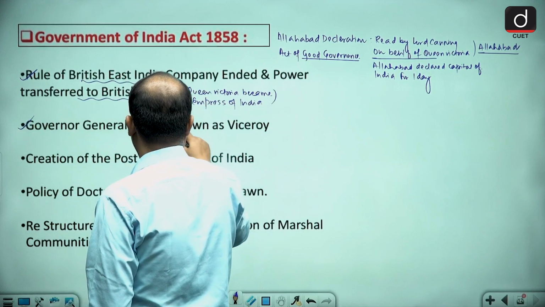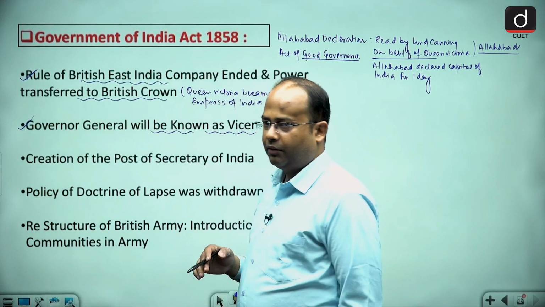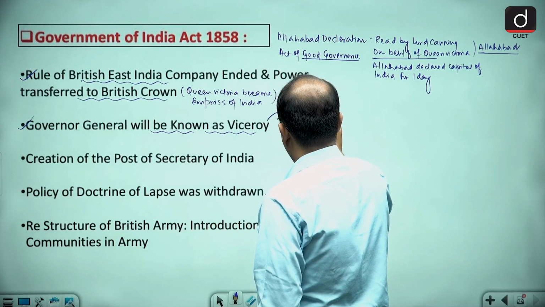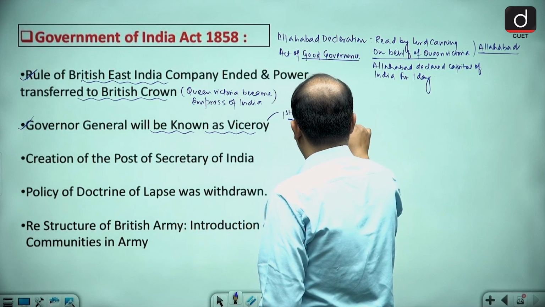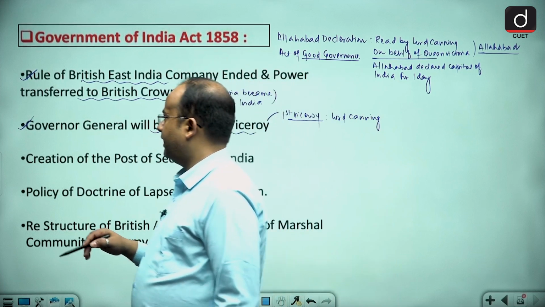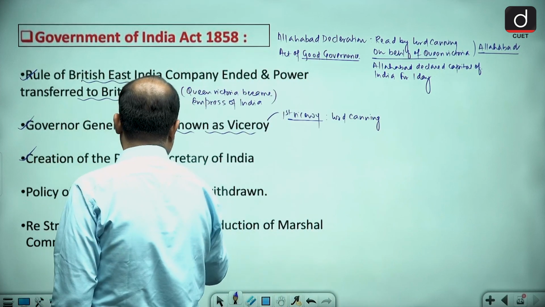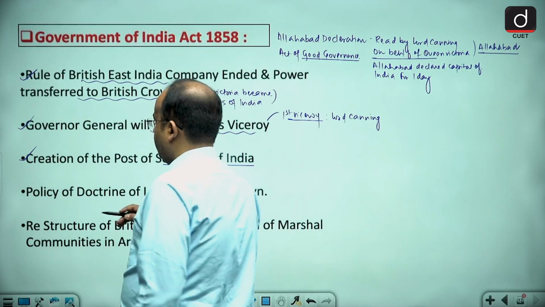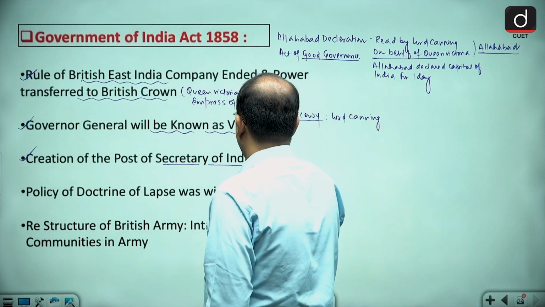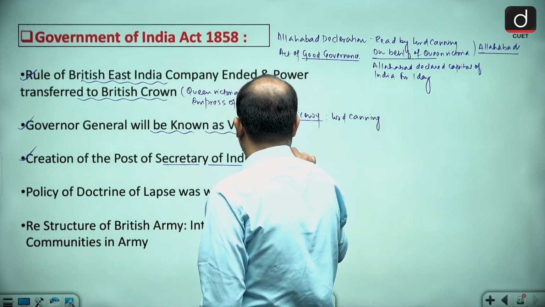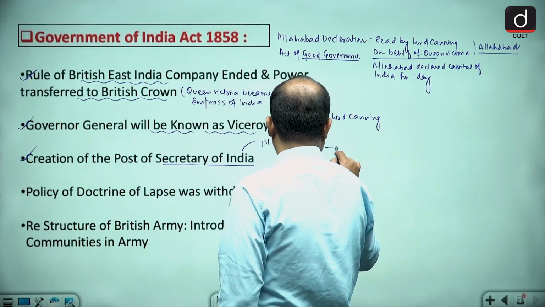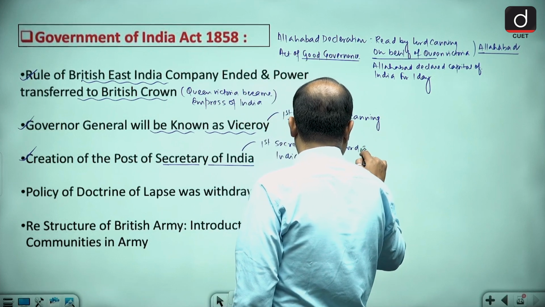Next, the Governor General will now be known as Viceroy, and the first Viceroy was Lord Canning. Next, we have the creation of the post of Secretary of India. The seat of the Secretary of India will be in London and the expense will go from India. The first Secretary of India was Lord Stanley.